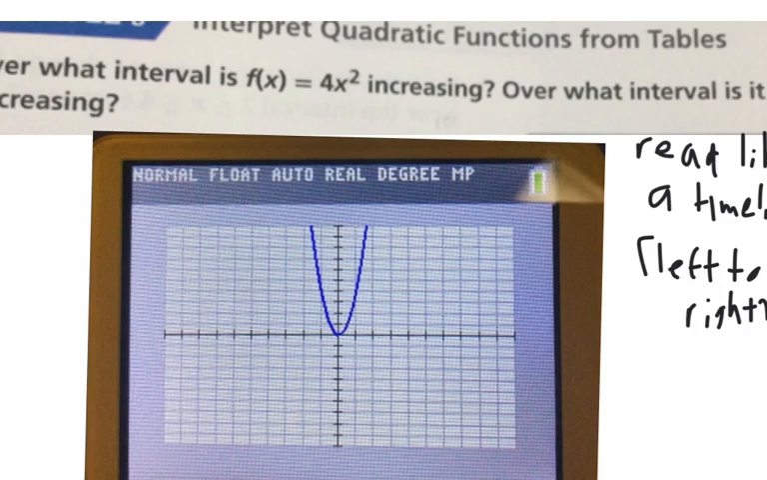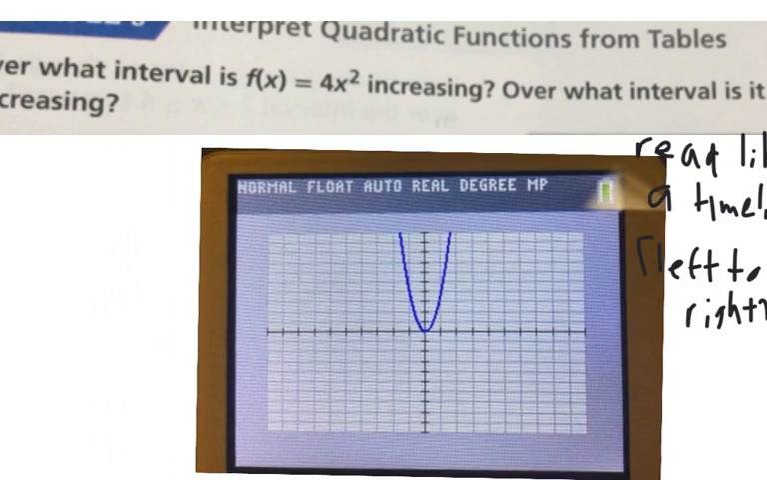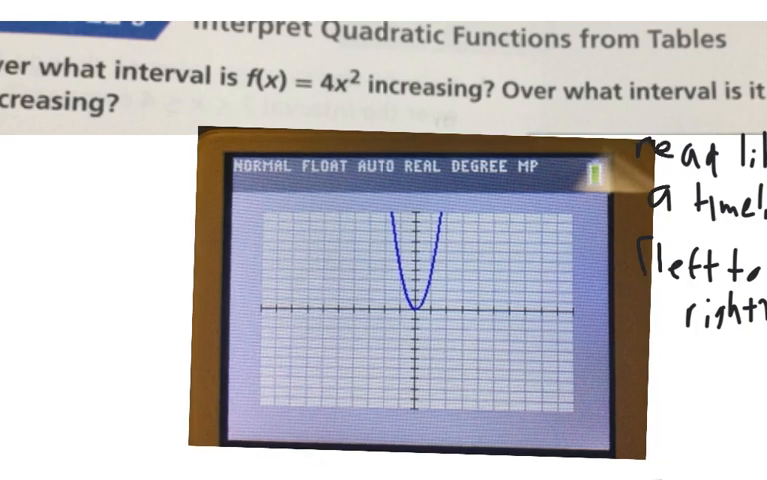What's happening to my y values? They are decreasing. But the x's are increasing. But we always make the x's increase, because we always read it like a timeline, from left to right. So as x is increasing, the y's are decreasing. So I could say, let me write this on here, I would say the graph started off decreasing.